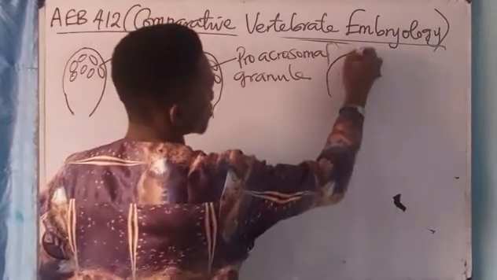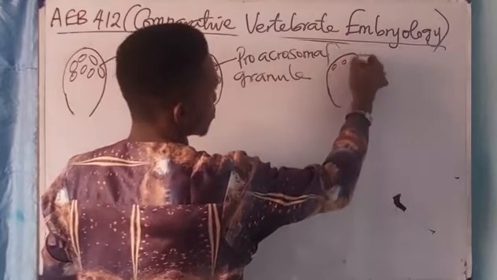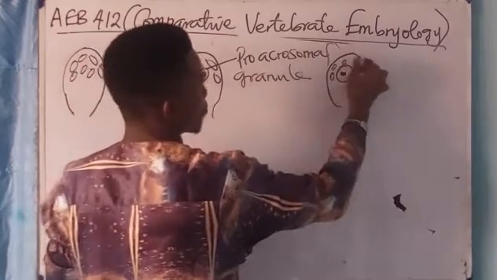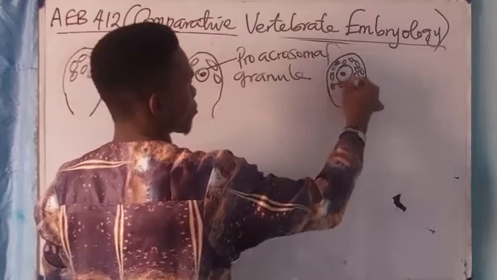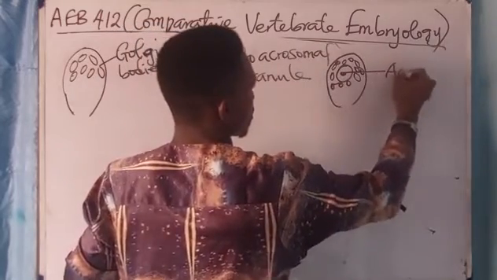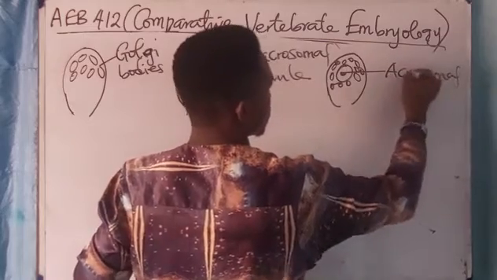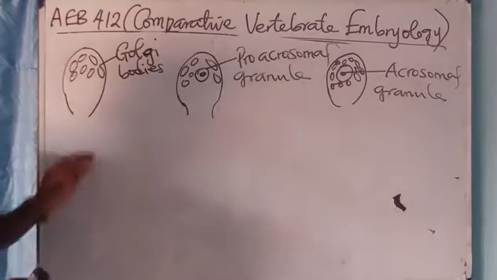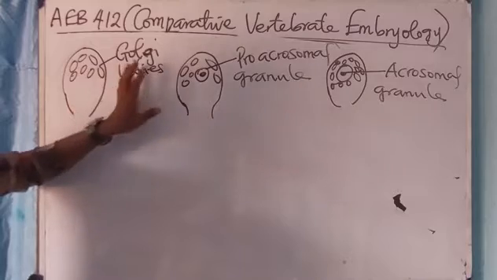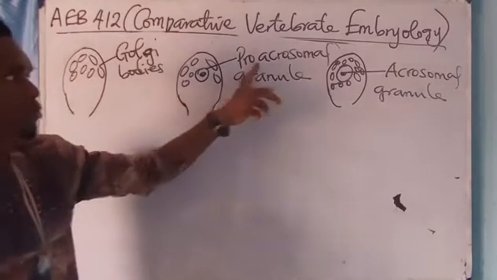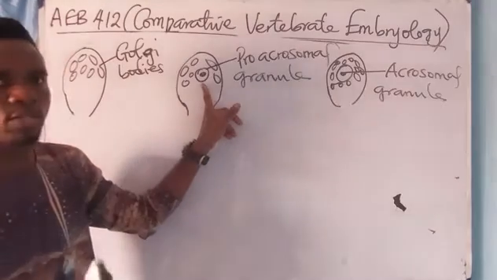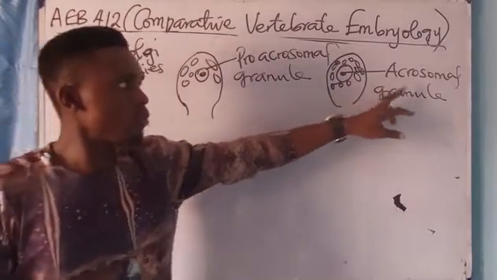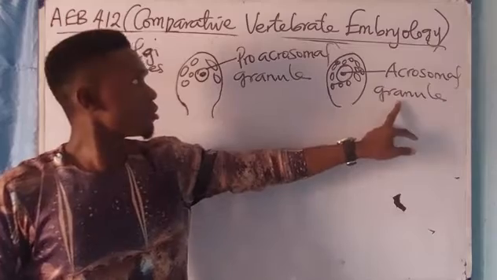Let me do it, please. So this is the acrosomal granule. All right. So this is the first stage. The Golgi bodies arrange themselves around the vacuole, and there is formation of what? The proacrosomal granule inside the vacuole. Now this proacrosomal granule will increase in size. You can see it increase in size to produce what? The acrosomal granules.